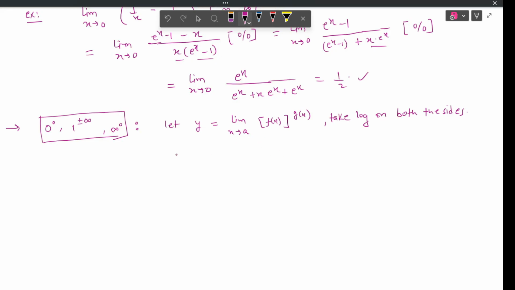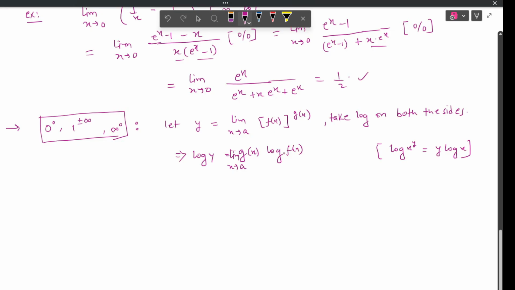If you take log on both the sides, it will be log of y equals to, we know the property log of x to the power y, y will come outside, so it will be y log of x. So here f of x to the power g of x, g of x will come outside, limit x tends to a is there, into log of f of x.